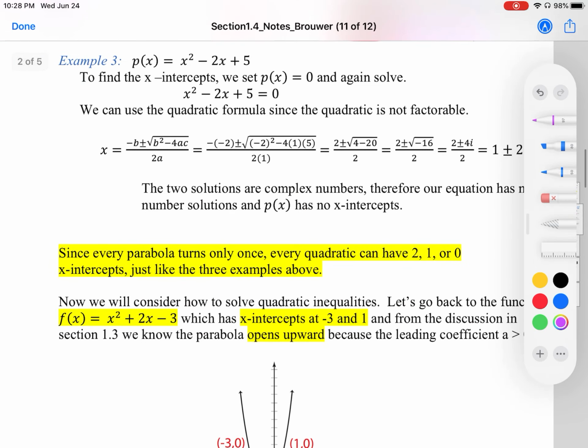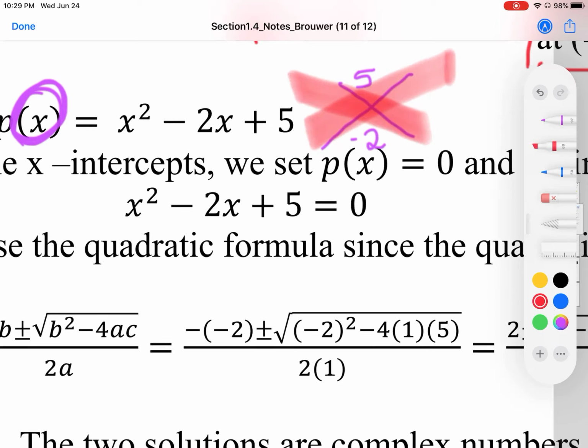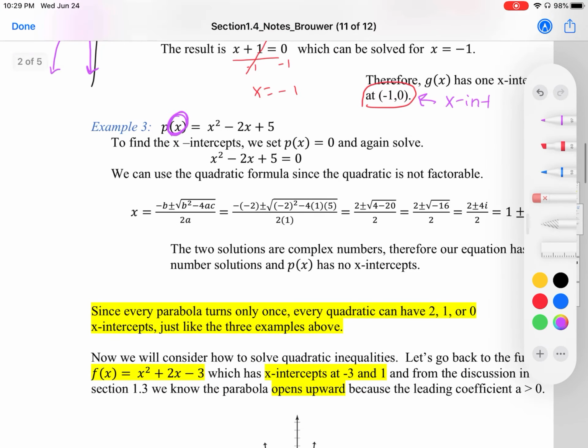Let's go on to example 3. x squared minus 2x plus 5. To find the x-intercepts, we set p of x equal to 0, just like before, and solve again. Now we can try to factor this. So what numbers multiply to give you 5, but add to give you -2? No such numbers work, right? No. So because of this, we're forced to continue using a different method. We can use the quadratic formula, since the quadratic is not factorable.